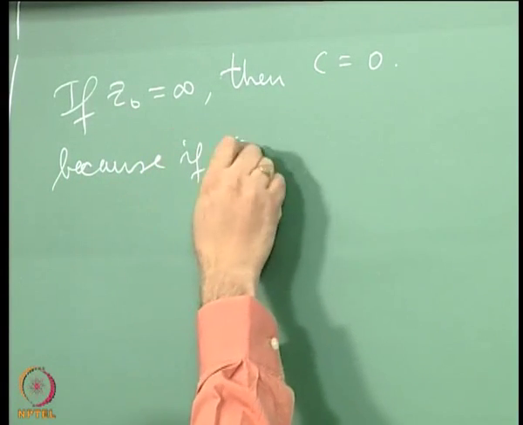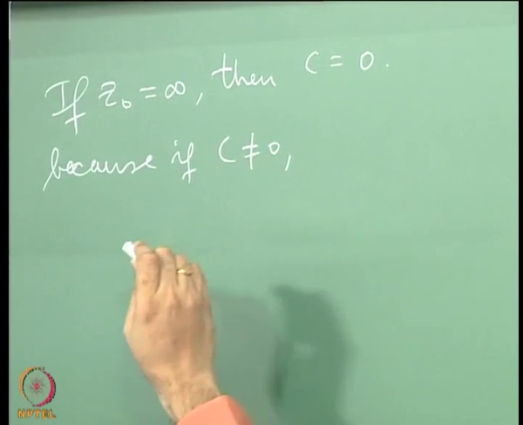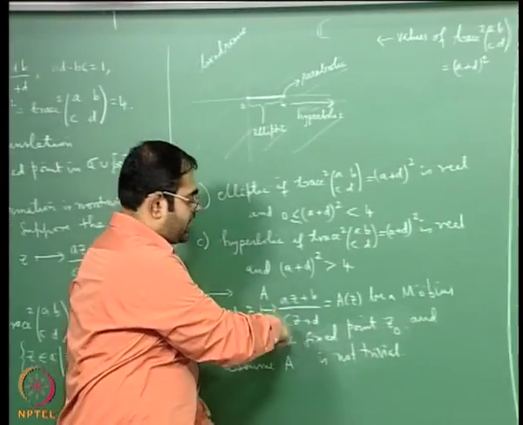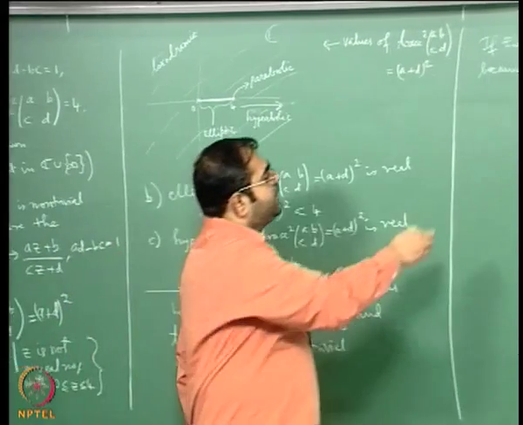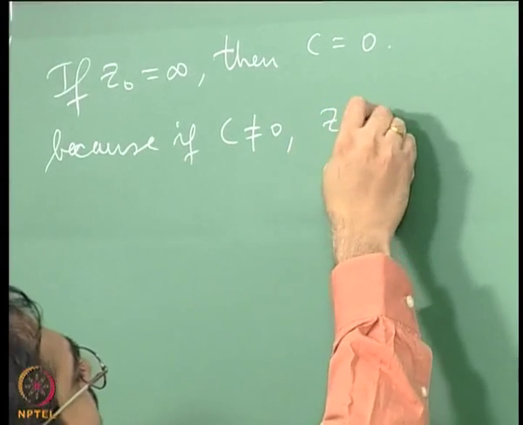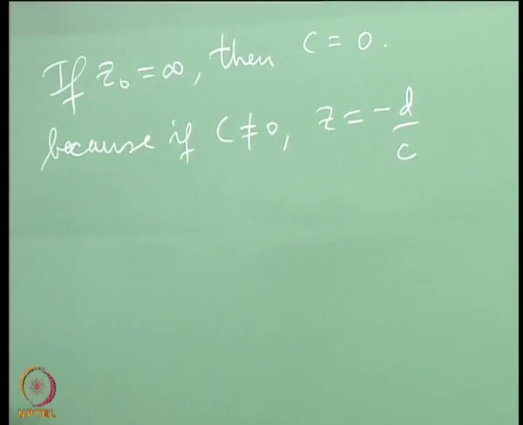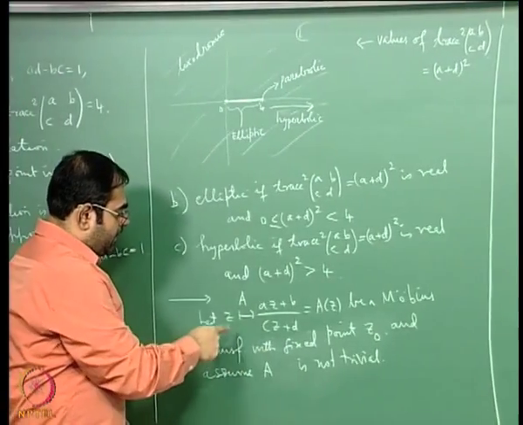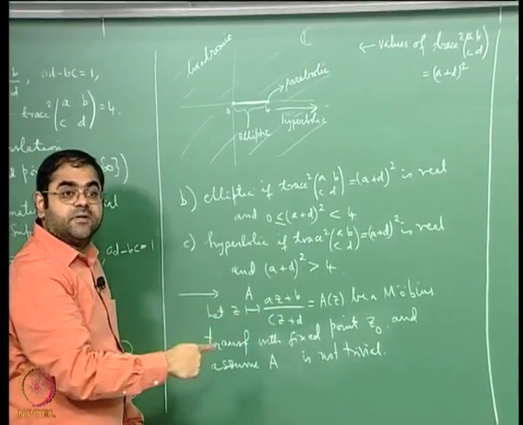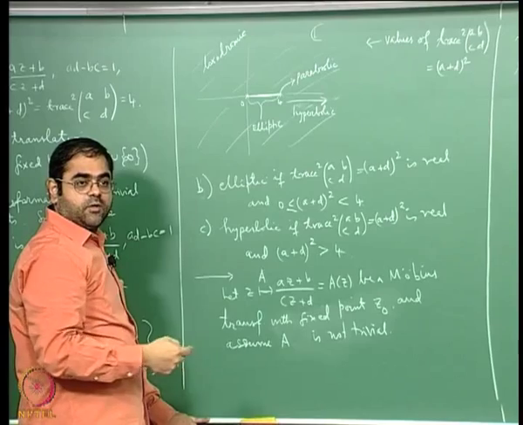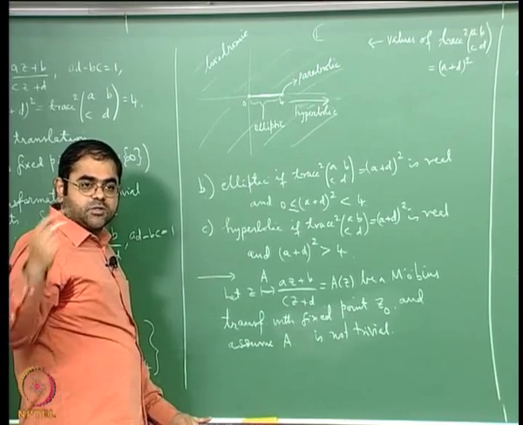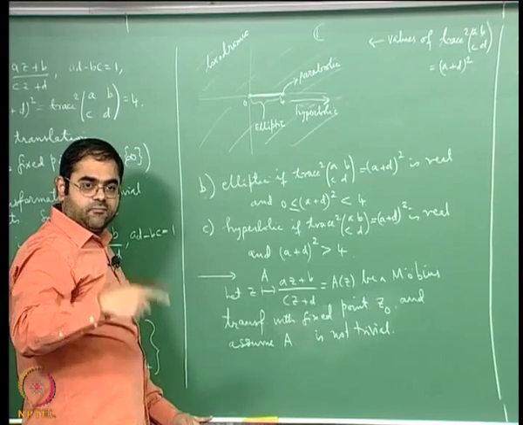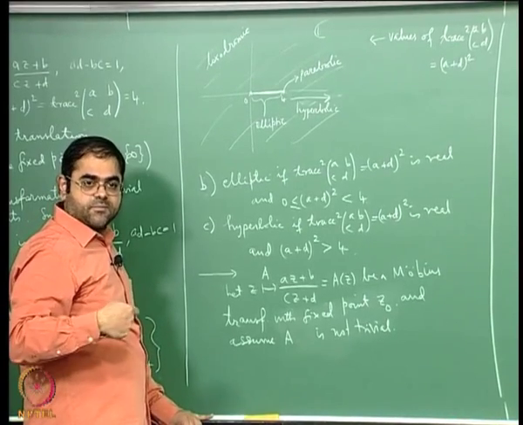If c is not equal to 0, then I can make the denominator vanish by putting z equal to minus d by c, and if I put z equal to minus d by c, the denominator vanishes, therefore this quantity will become infinity. So that is how the point at infinity is also included along with the operations on the complex numbers.